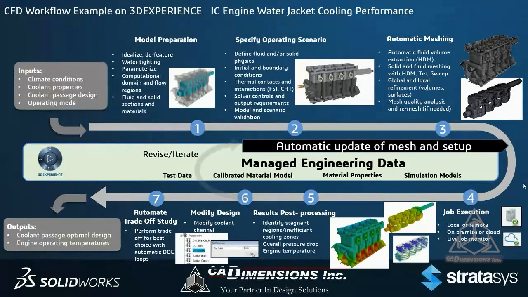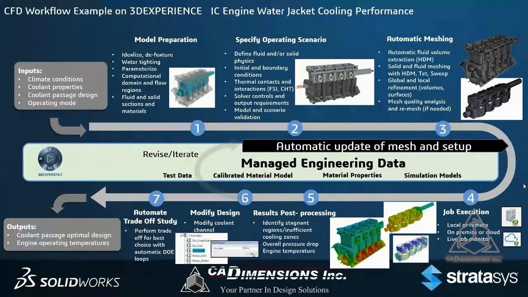In terms of what we just saw, this is not exactly the same example, but this is a typical workflow in the 3D Experience platform, whether we're dealing with structural simulation, flow simulation, anything like that, right? The first thing we need to do is start with our geometry. And we can do a couple of different things. We know what our inputs are going to be, right? Our coolant passages. We know our operating mode, whether it's steady state or transient.